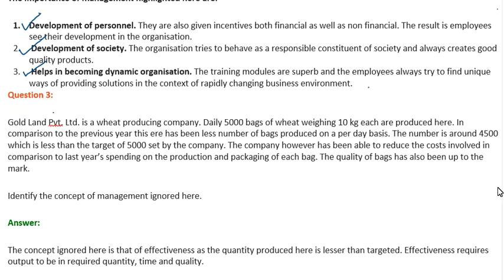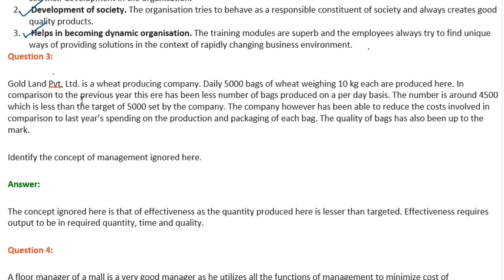Let's see question number 3. Gold Land Private Limited is a wheat producing company. Daily 5,000 bags of wheat weighing 10 kg each are produced here. In comparison to the previous year, this year there has been a lesser number of bags produced on a per day basis. The number is around 4,500, which is less than the target of 5,000 set by the company. The company, however, has been able to reduce the cost involved in comparison to last year's spending on the production and packaging of each bag.